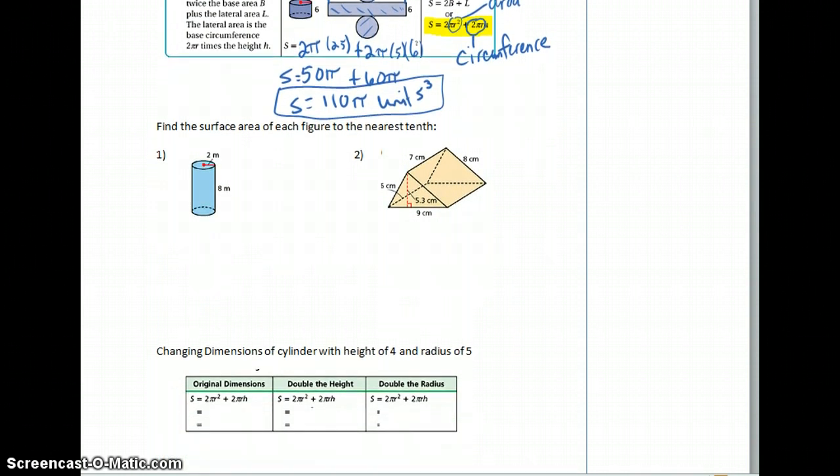Okay. If you're finding the area of each, or the surface area of each of these, go ahead and hit pause right now. Go ahead and compute each of these, showing all work, and then hit play when you're ready to continue.